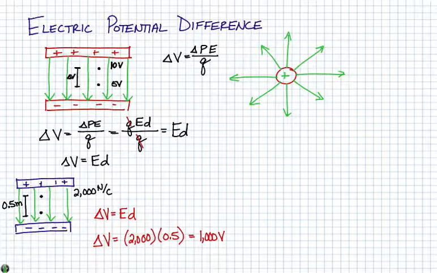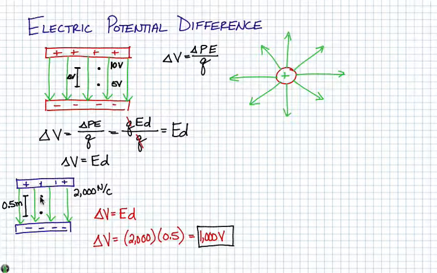volts. So for this uniform field, if I go anywhere within this field and look at two points that are half a meter away from one another, half a meter above or below one another, I'm always going to have the same change in voltage, 1,000 volts.